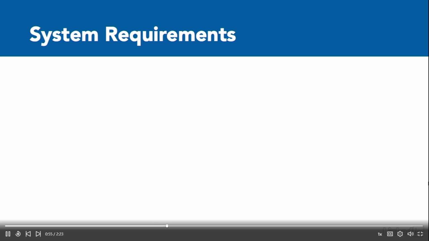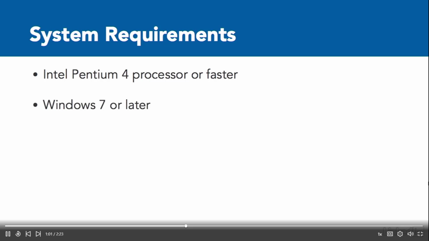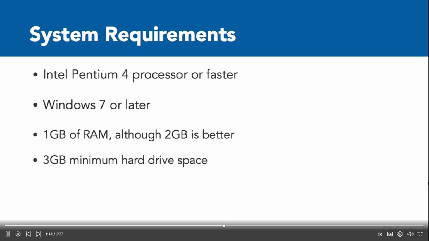course. Firstly, you'll need an Intel Pentium 4 processor or faster. You'll also need Microsoft Windows 10, 8.1, or as far back as 7. You'll need at least a gigabyte of random access memory or RAM. 2 gigabytes, though, is recommended by Adobe. You'll also need 3 gigabytes of available hard disk space for installation.